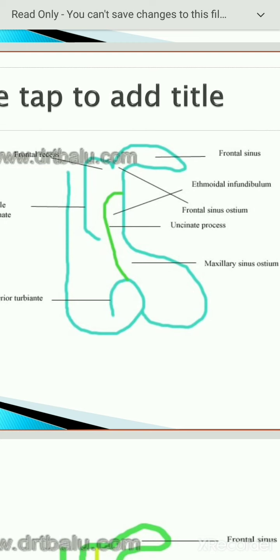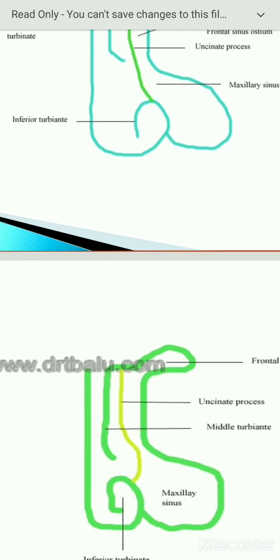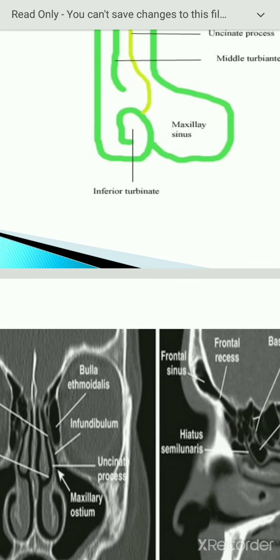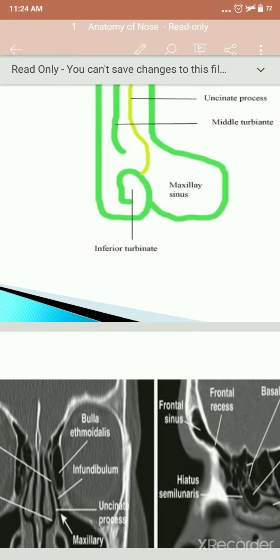So we can see that frontal sinus drains in the middle meatus. Here we see maxillary sinus ostium also, and in this figure uncinate process is attached to the lateral nasal wall. In some cases uncinate process is attached with the roof of the nasal cavity.